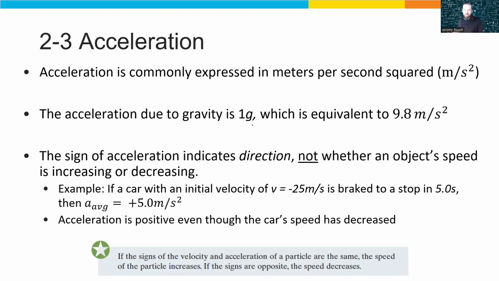This is very important. The sign of acceleration indicates the direction, not whether the speed is increasing or decreasing. So if a car has an initial velocity of negative 25 meters per second, if we're looking at that on a number line, it's moving to the left. And if it is braked to a stop in 5 seconds, its average acceleration is still positive, even though it's slowing down. Acceleration is positive even though the car's speed has decreased.